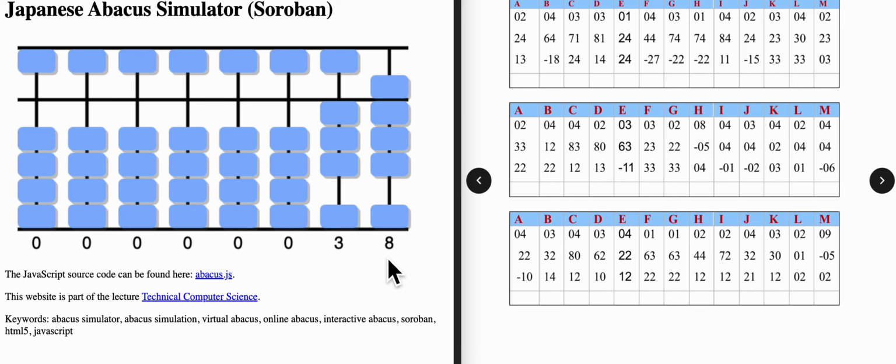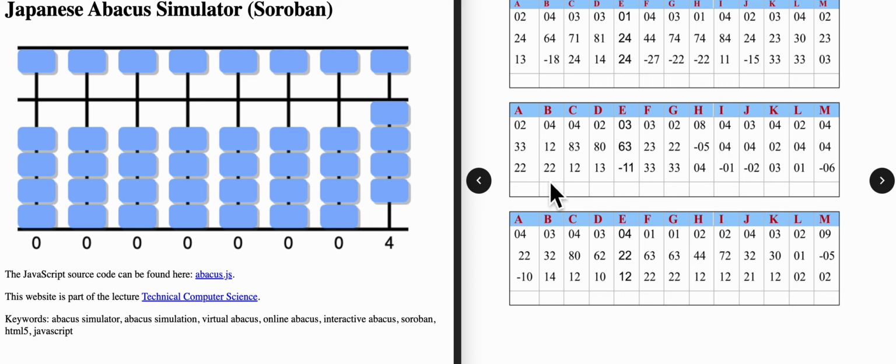How much? 38. And I already told you, kids, this is a virtual Abacus board. That's why you are seeing the answer here. Otherwise, what you have to do is count. This is the tens place. That's why 10, 20, 30, then 5, 6, 7, 8. So 38. Like this, you have to count the beads and write your answer here. Now let's see one more problem.